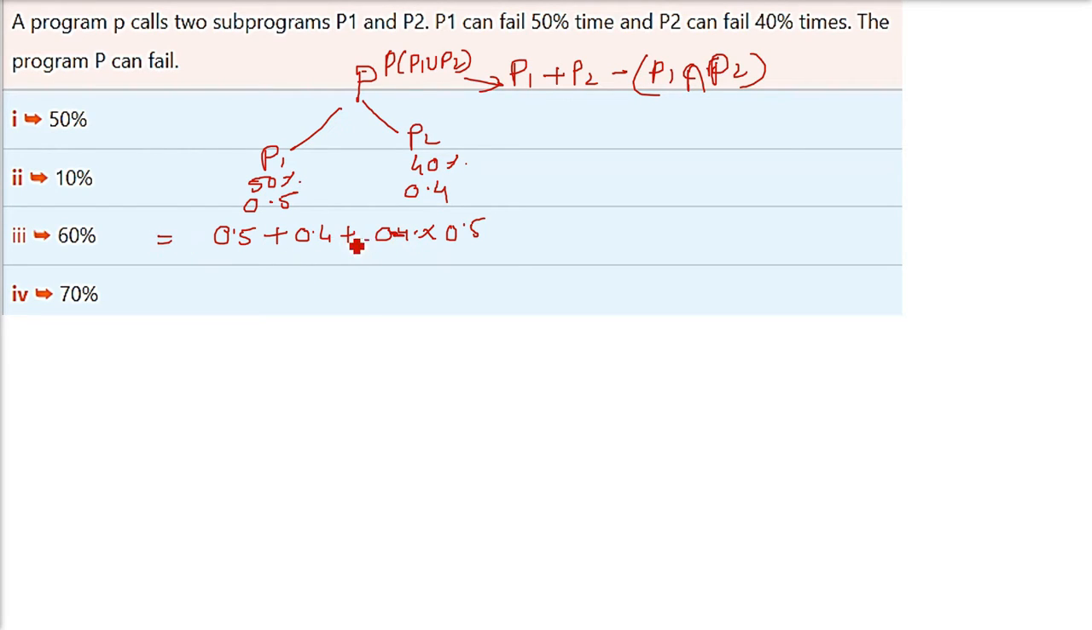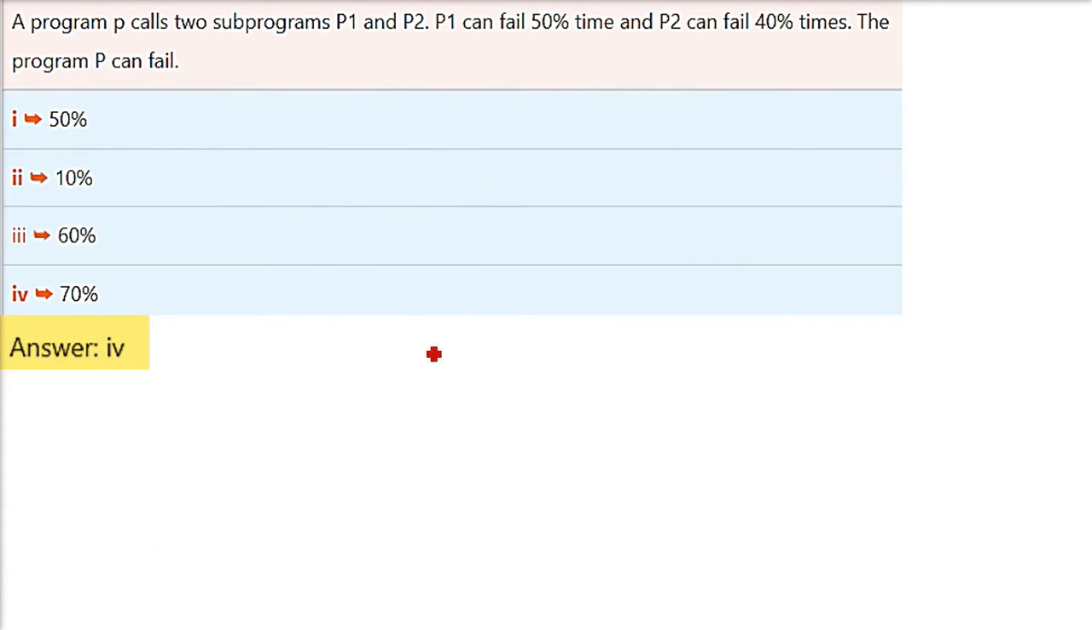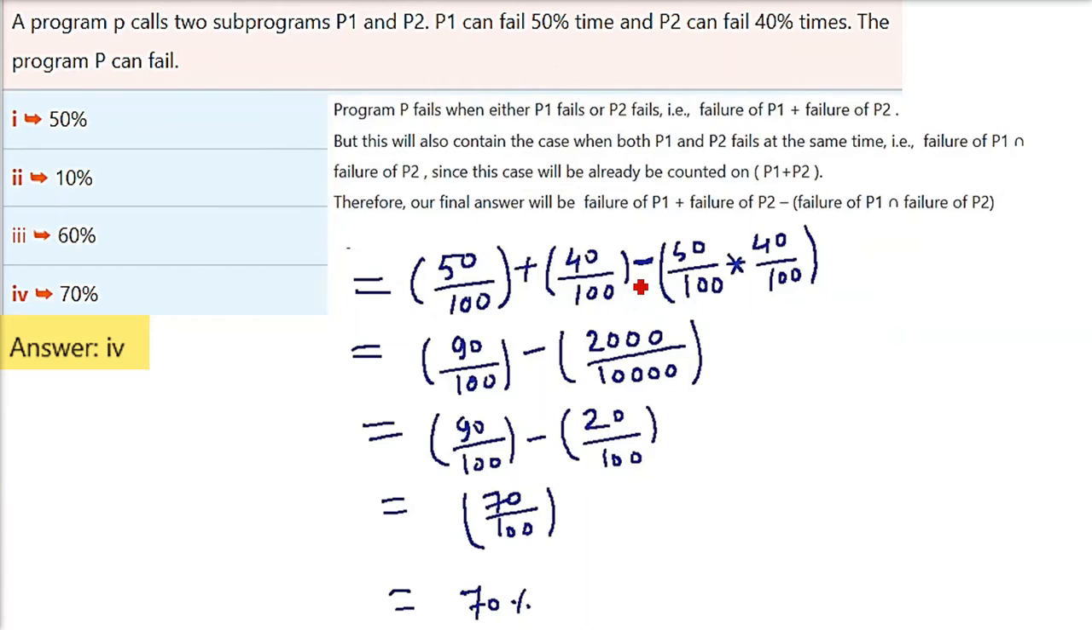So this is the answer. I'll just show you here. Let me clean it. Formally, if you are actually doing it, you just see how to do this stepwise. So you have 50 by 100 for P1, 40 by 100, that is 40%, and then subtract 50 by 100 into 40 by 100. So what do you get? The answer you get is 70%. 70 by 100 is 70%. So the answer is the fourth one here.